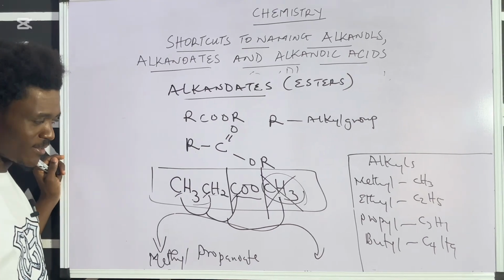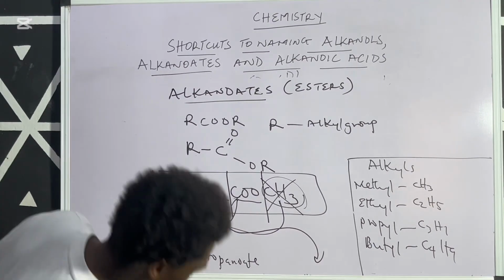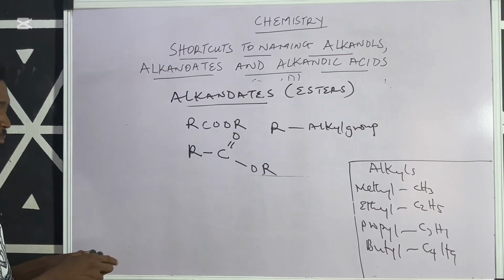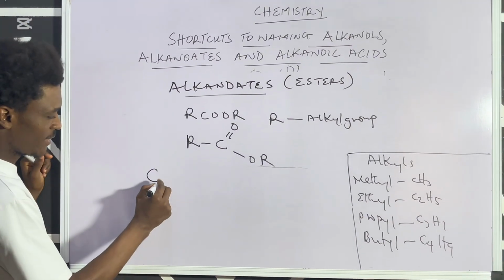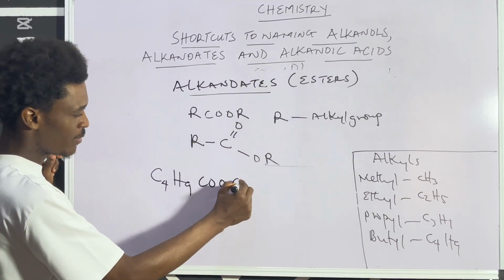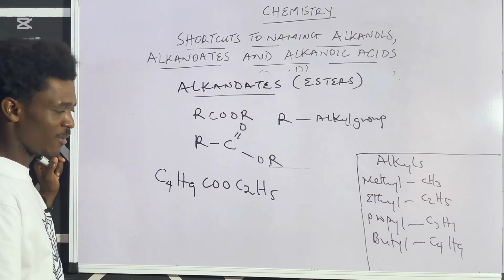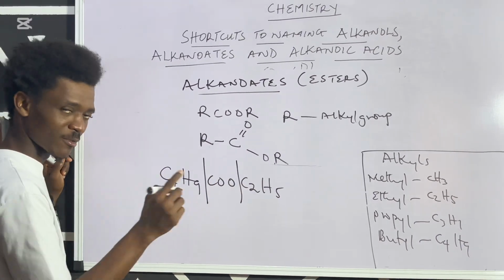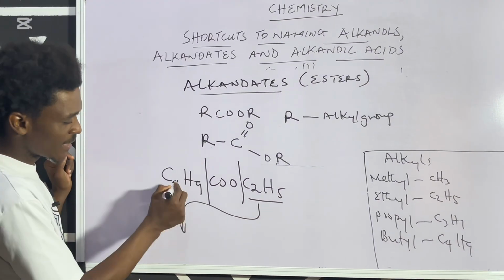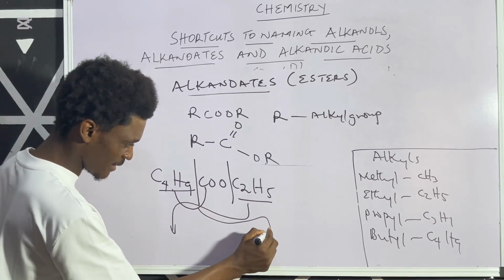Is that easy? Now, let me bring another one so that you understand better. All right. Now, let's say we are given something like this. We are given C4H9, COO, C2H5. Now you are told to name this. How would you go about it? Split into 3 parts, don't forget. Last alkyl group as first. Then the first alkyl group and the carbon of the functional group as last.